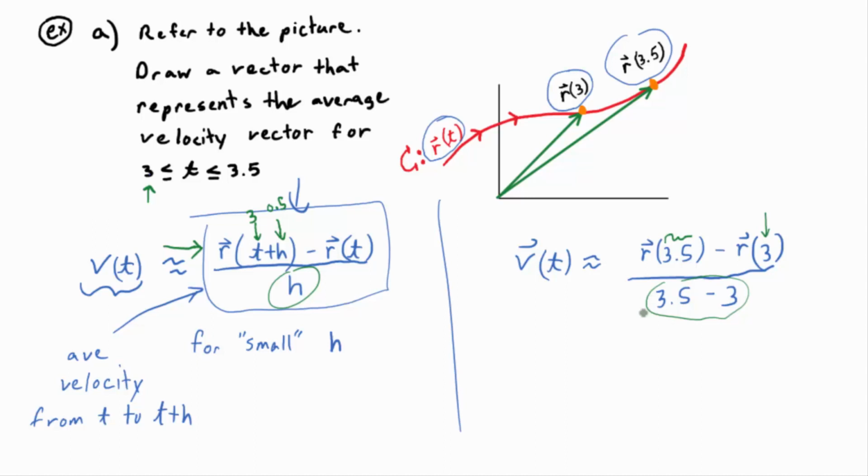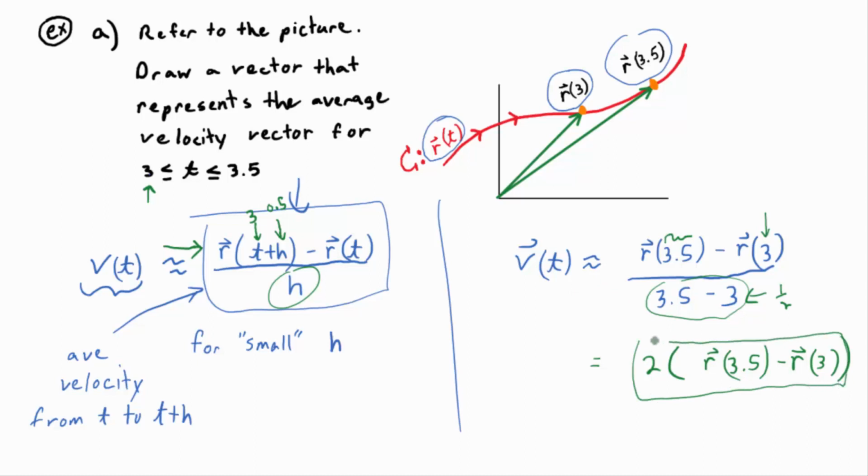So, okay, what does this really equal then? Do you guys see that this equals twice r of 3.5 minus r of 3? Because what is this on the bottom? It's 0.5, which is 1/2. When you divide by 1/2, you take the reciprocal and multiply, right? So that's where this comes from. That gives me a way, using the picture that I've already drawn above, to fill it in with your average velocity vector.